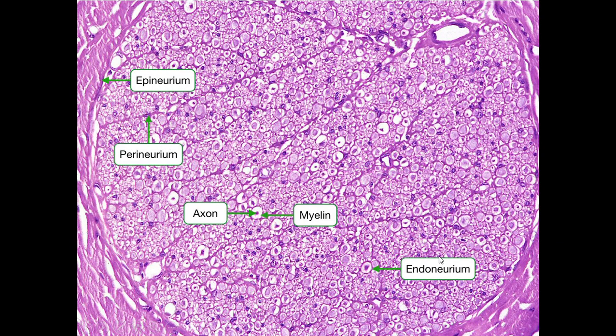So endoneurium surrounds the peripheral nerve fiber, perineurium surrounds the peripheral nerve fascicle, and epineurium surrounds the peripheral nerve.